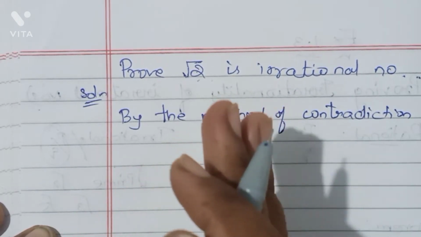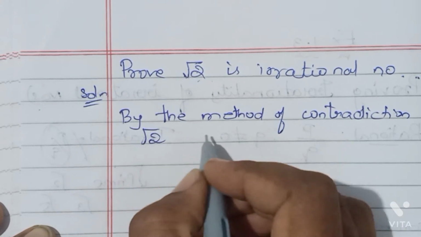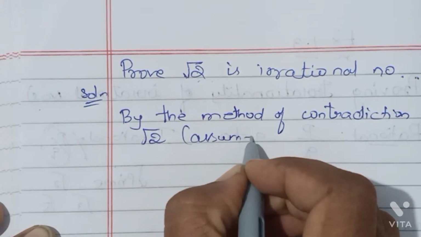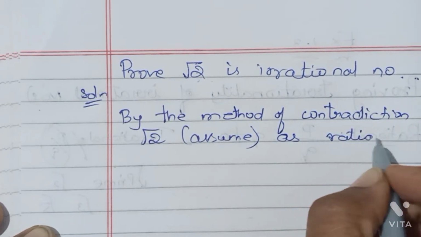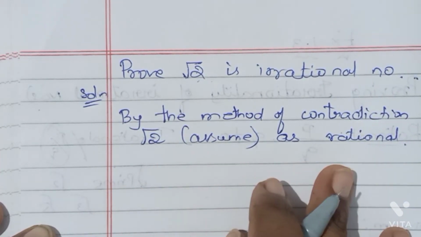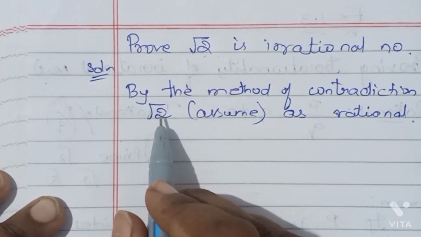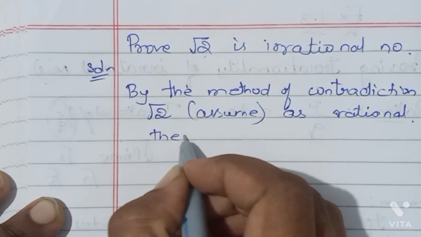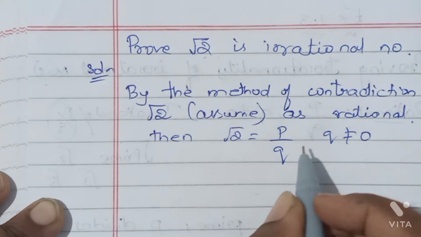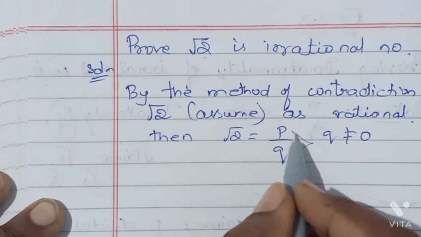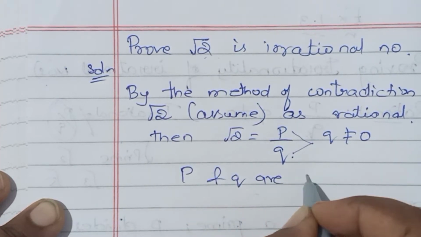What happens if root 2 is rational? Let us assume root 2 as rational. If I assume that root 2 is a rational number, then I can write root 2 equal to p by q, provided q is not equal to 0, and p and q are co-prime numbers.